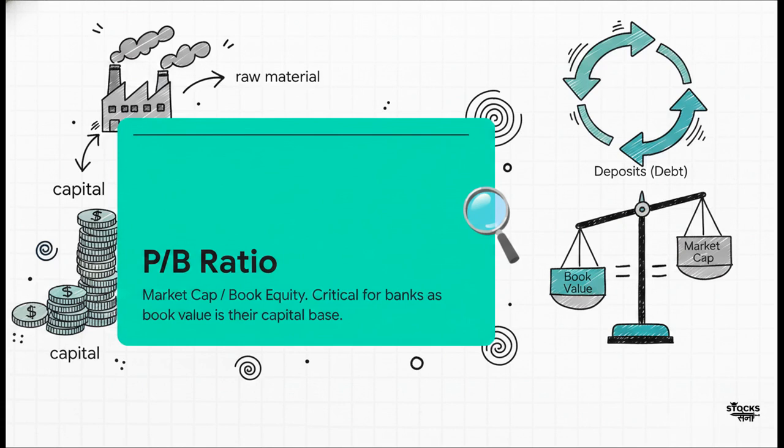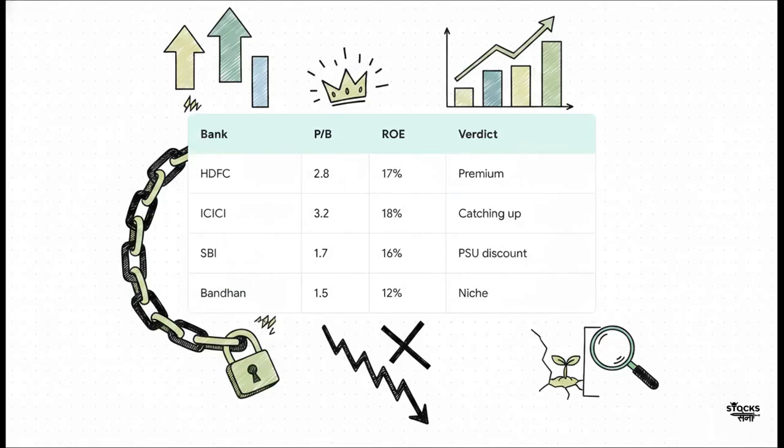Instead, the ultimate metrics for financial firms are the price-to-book ratio, or P/B, and return on equity, or ROE. See, a bank's book value is essentially its regulatory capital base. And because a bank's assets, like loans and securities, are constantly marked to market, that book value is actually a highly reliable anchor to base your valuation on. So the crucial point here is how price-to-book and return on equity interact with each other.